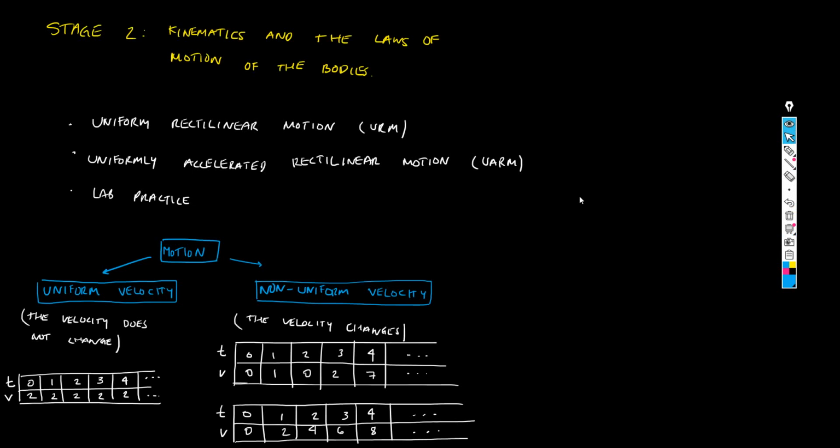Hello class, welcome to today's lesson, which is still on stage 2, kinematics and the laws of motion of the bodies. And today guys, I'm going to explain to you what uniform rectilinear motion is, often abbreviated as URM, and also uniformly accelerated rectilinear motion, which is represented by these four letters. And then I'm going to explain to you the lab practice for the stage number 2.